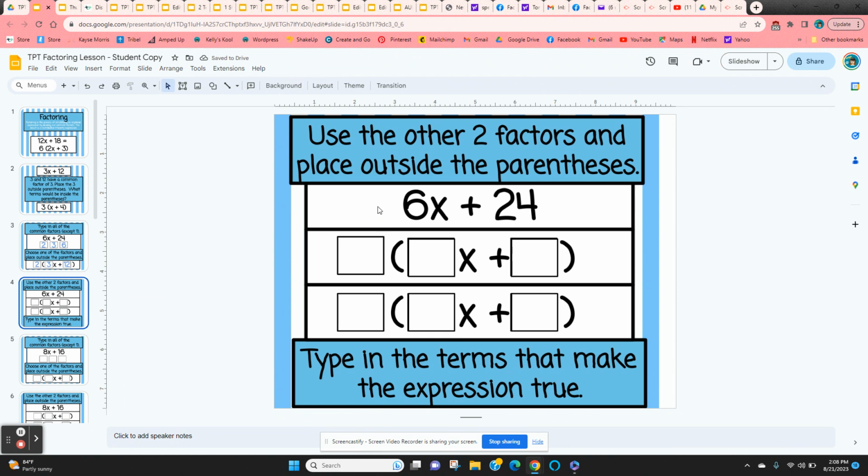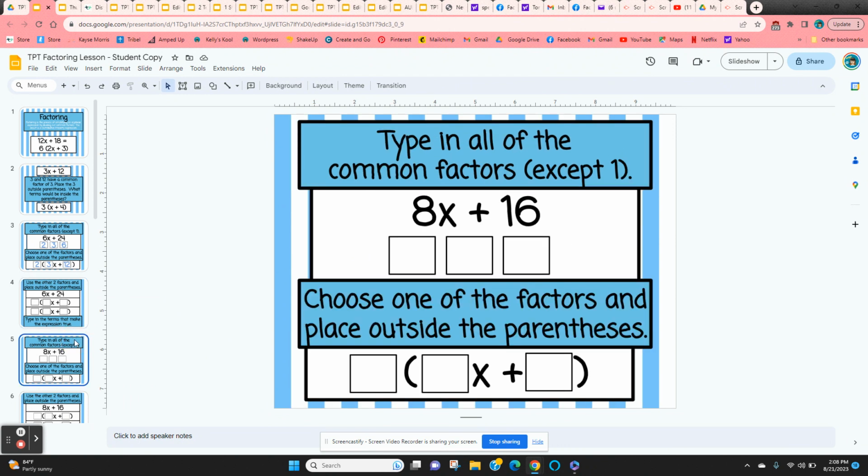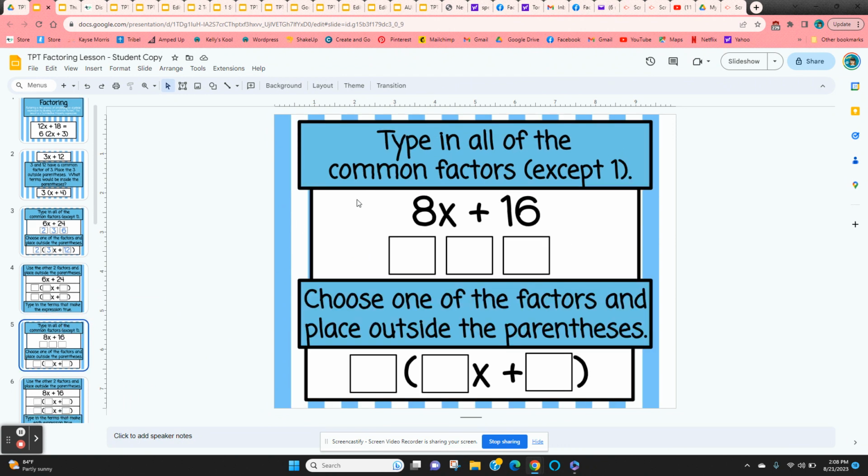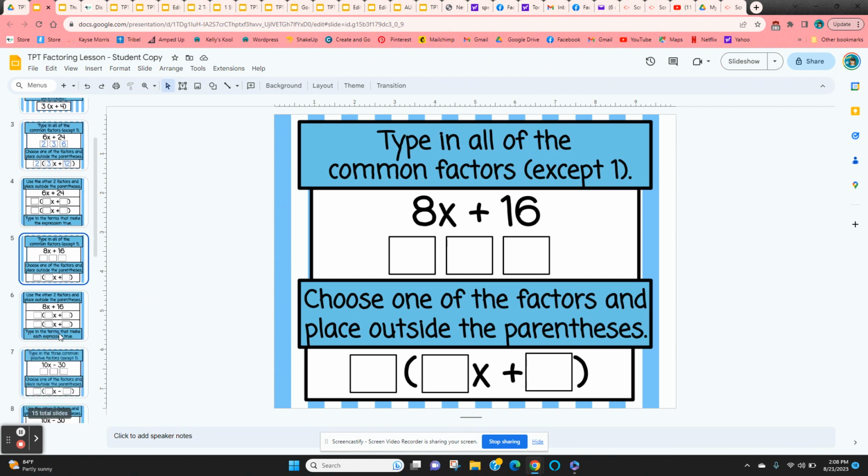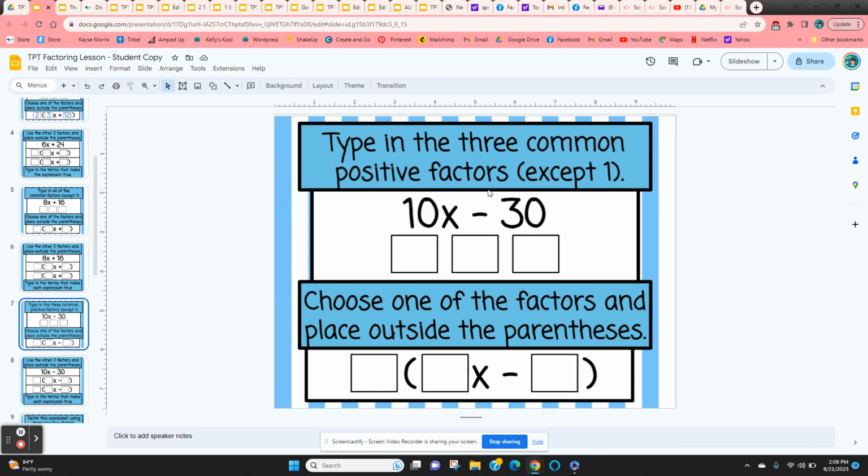And then the next slide, they're going to take the other 2 factors that they didn't use, type them in the box, and then figure out what would go in the parentheses. So they've got a few more to practice. When they get to slide 7, here they've got a negative term, but it's asking for all the positive factors. So they're just going to use the positive factors on this one.